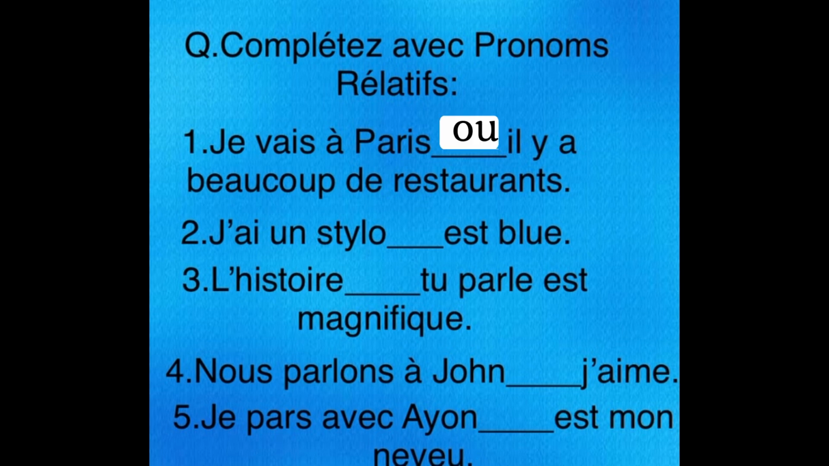The second sentence, j'ai un stylo dash est bleu. This is a very easy sentence, as by seeing that after the blank a verb is coming, we would automatically use the relative pronoun qui.